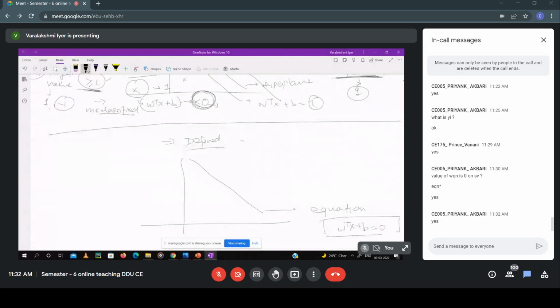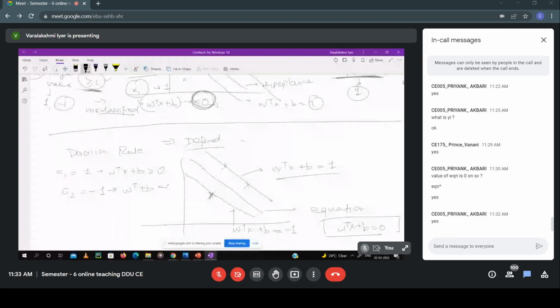Then we created 2 other hyperplanes on the positive side as well as on the negative side of the actual hyperplane, passing through the support vectors, and we defined their equations also. W transpose X plus B equals plus 1 for the hyperplane on the positive side, and W transpose X plus B equals minus 1 for the negative side. Then we defined a decision rule where the class will be plus 1 if W transpose X plus B is greater than or equal to 0, and will be minus 1 if this value is less than 0.